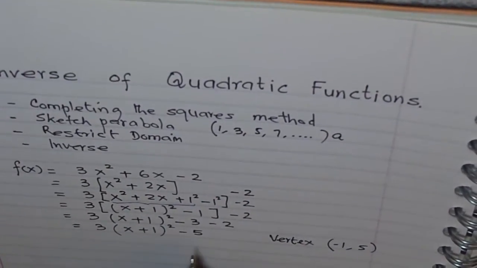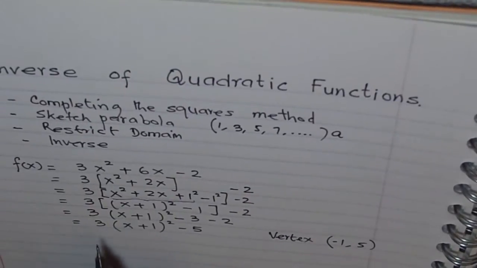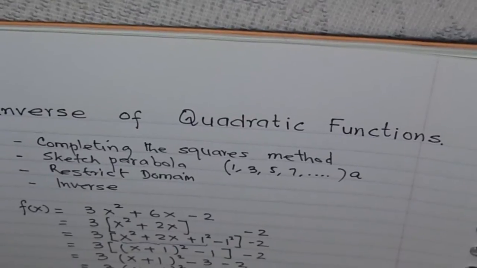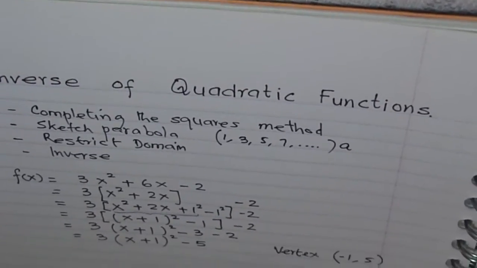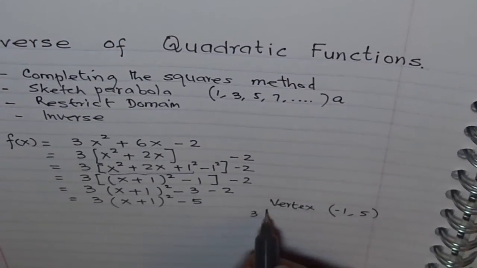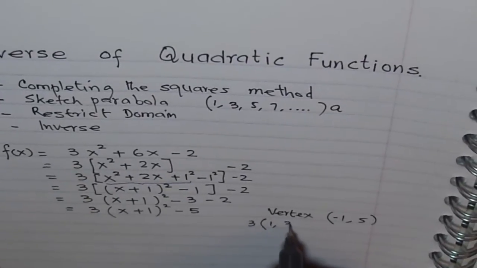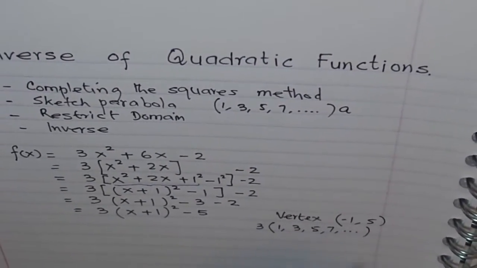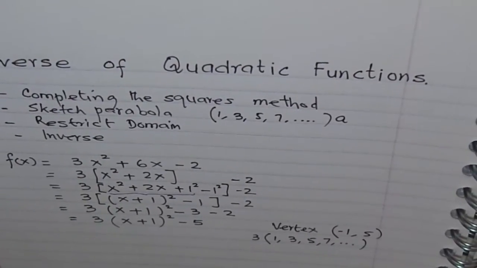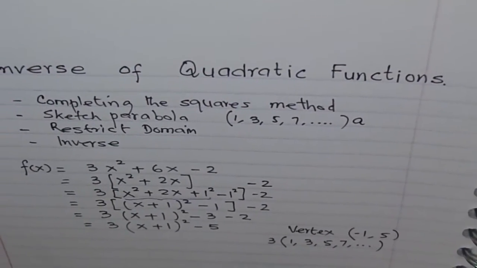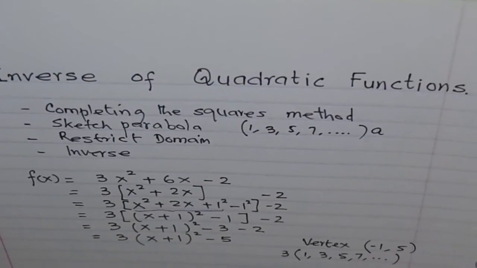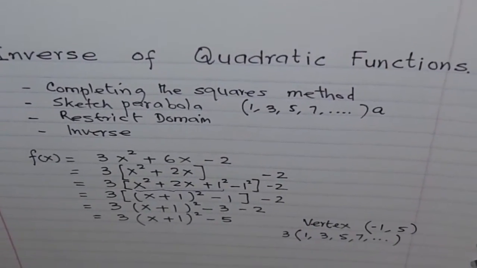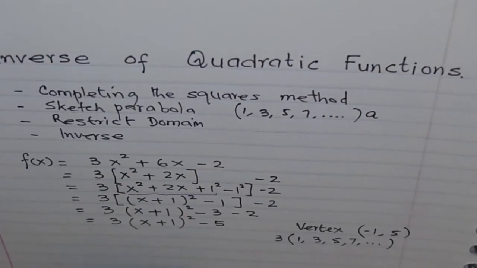Now, this is a parabola which is stretched by a factor of 3. Therefore, if you want to sketch the parabola, the steps will be 3 times the standard values of 1, 3, 5, 7 and so on. Okay. What we can do is write down our values here and then sketch them on the graph.